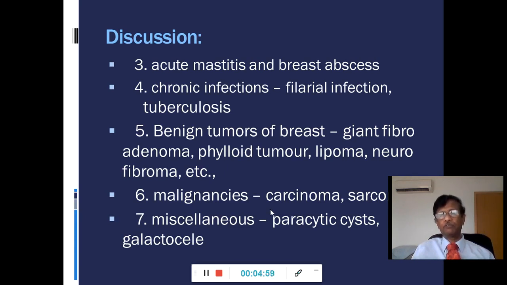Benign tumors of the breast such as a giant fibroadenoma or a phyllodes tumor, lipoma, and neurofibromas also cause asymmetry. Malignancies, carcinoma and sarcoma may lead to asymmetry, and miscellaneous conditions such as a parasitic cyst and galactocele will also result in asymmetry.